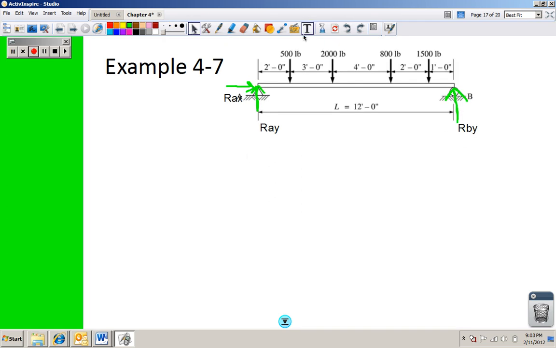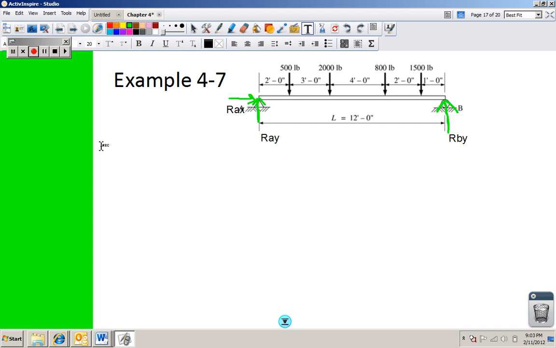Okay, so let's start by doing the sum of the forces X. That's equal to 0. And we only have the one X force here, okay, because there's nothing at an angle, there are no external forces that are horizontal, so we end up with RAX is equal to 0.